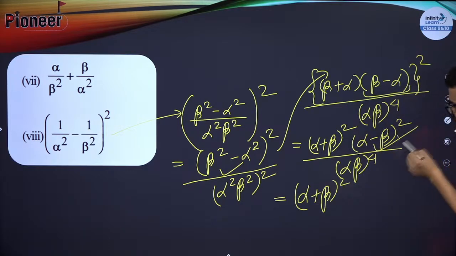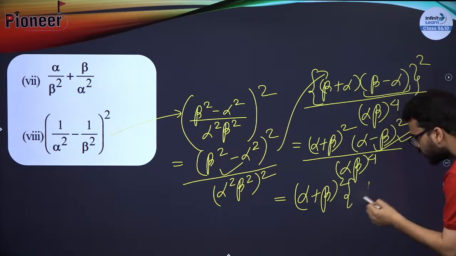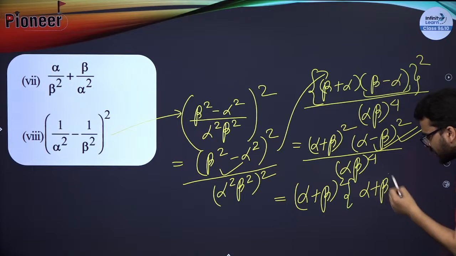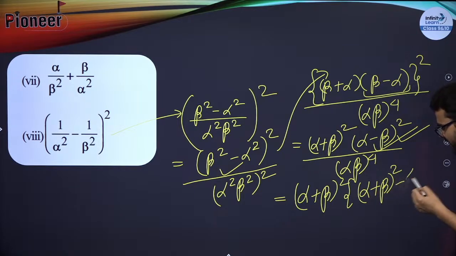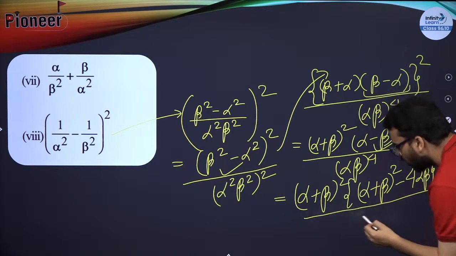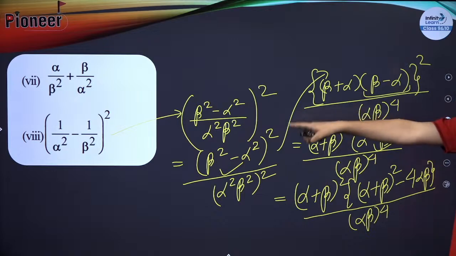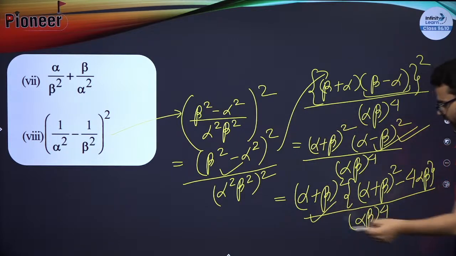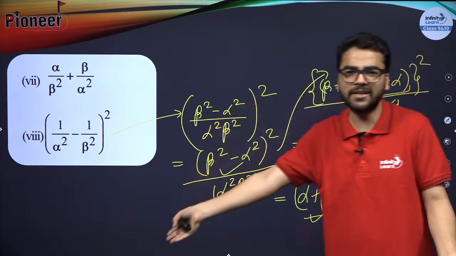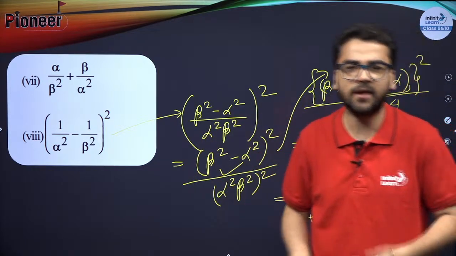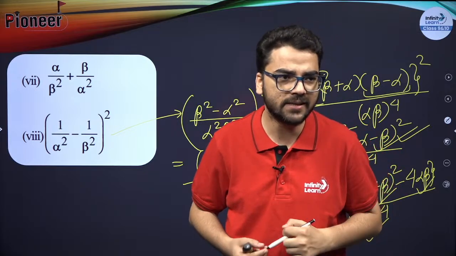Alpha minus beta the whole square, I had explained to you. It can be written like this, alpha plus beta the whole square minus 4 alpha beta, right? I hope it is clear. The whole divided by alpha beta raised to the power 4. Now you see, we have converted the expression in the form of alpha plus beta and alpha beta. So you can put the value of whatever alpha plus beta is there and whatever alpha beta is there. I hope it is clear.